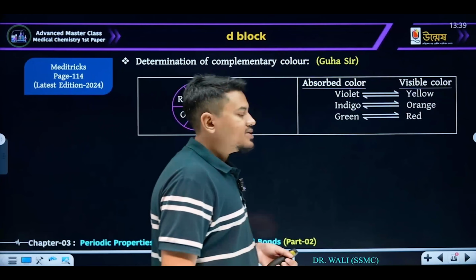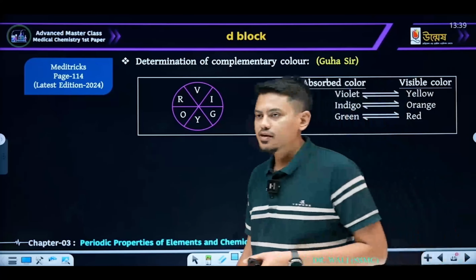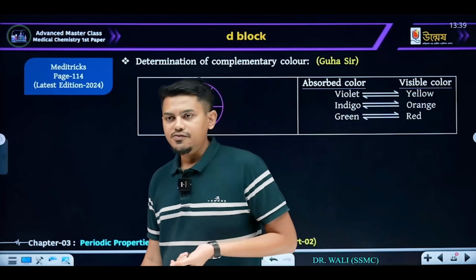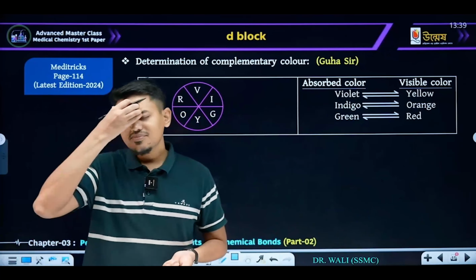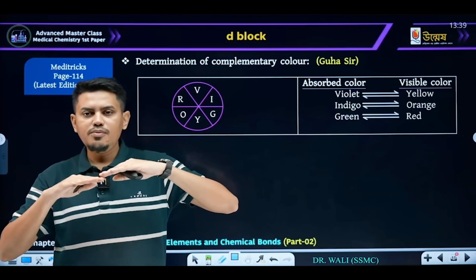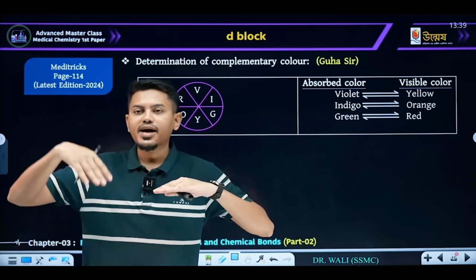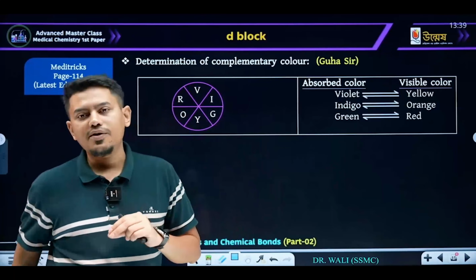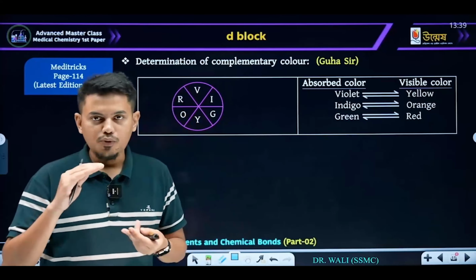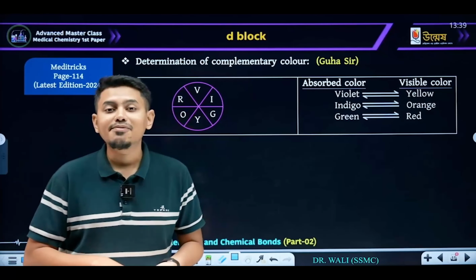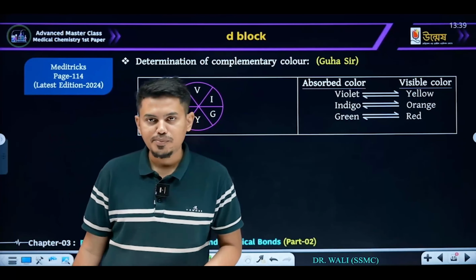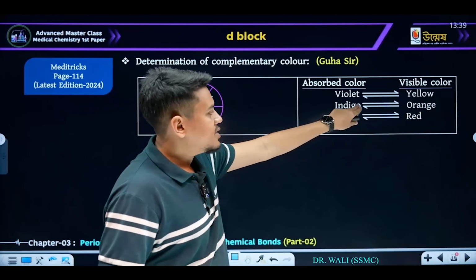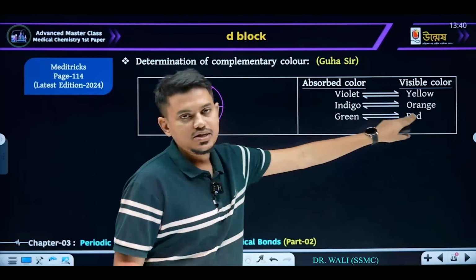Now, regarding the determination of complementary color: how does a complex ion become colorful, or why are the compounds of transition elements colorful? When an electron jumps from a lower energy orbital to a higher energy orbital, from t2g to eg, that transition results in absorption of some wavelength in the visible spectrum, and the remainder, the complementary color, is visible at that moment. So when violet gets absorbed, yellow becomes visible. When indigo gets absorbed, orange is visible. When green is absorbed, red is visible.